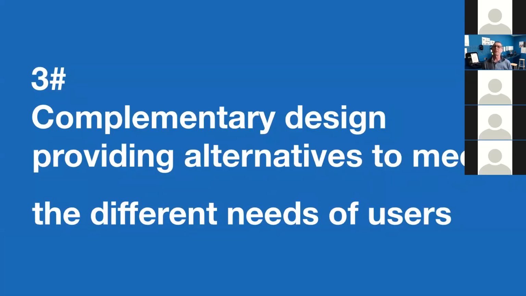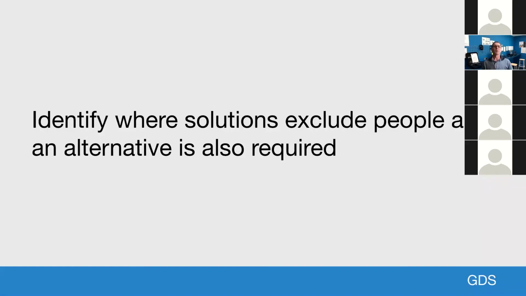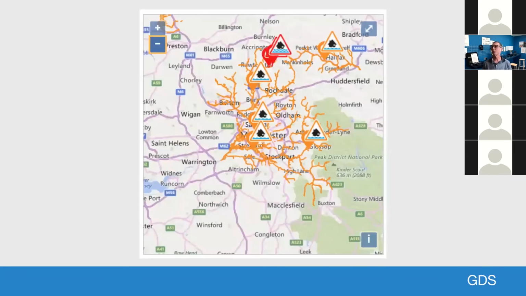Then the third principle around this is what I'd call complementary design, providing alternatives to meet the different needs of users. Well, what do I mean by that? Well, some complex things are difficult to make fully accessible. Sometimes solutions exclude people and you need an alternative. And you might think, well, that sounds strange because we're trying to make everything simple and accessible. But there are situations. So for example, a map, or in this case, an interactive map, it can be very difficult to make fully accessible.